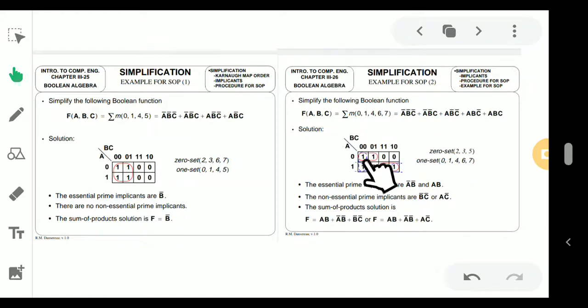Now coming to this column-wise one. Okay, 0 and 1, the a value is changed, only what value is fixed? The b and c values are fixed, both are 0. So if both are 0, what is left? It is b bar and 0 means c bar. So the expression will be b bar c bar.